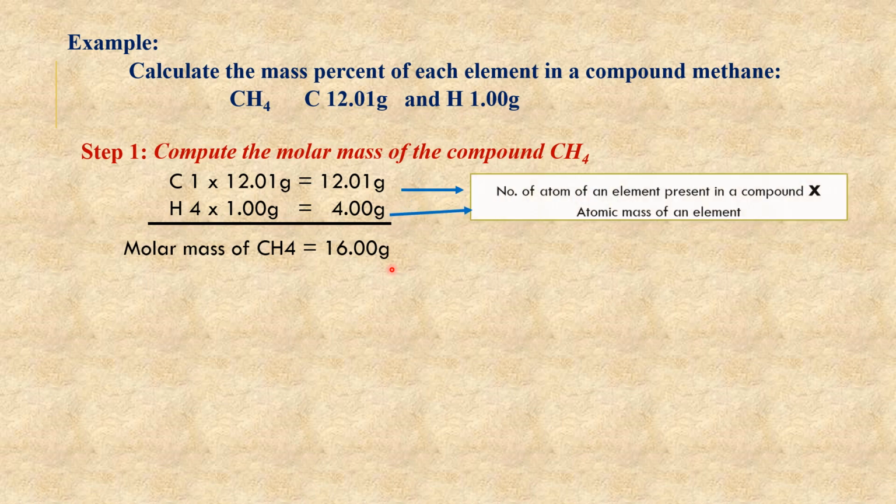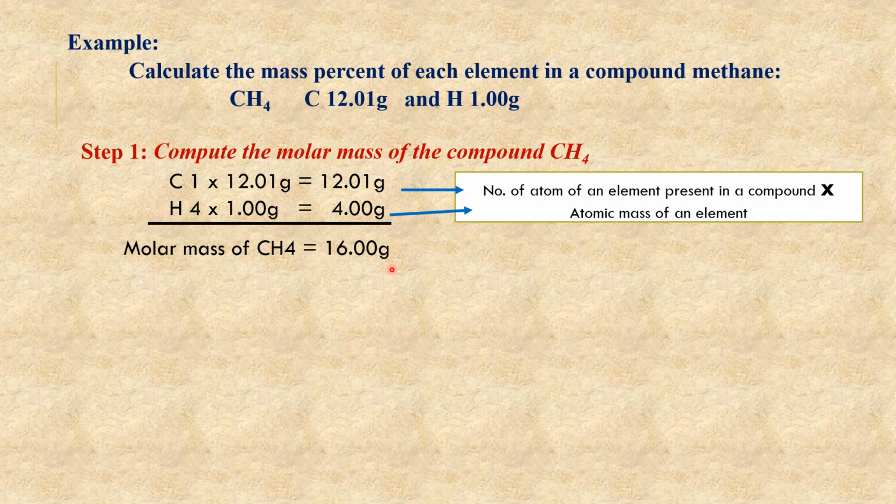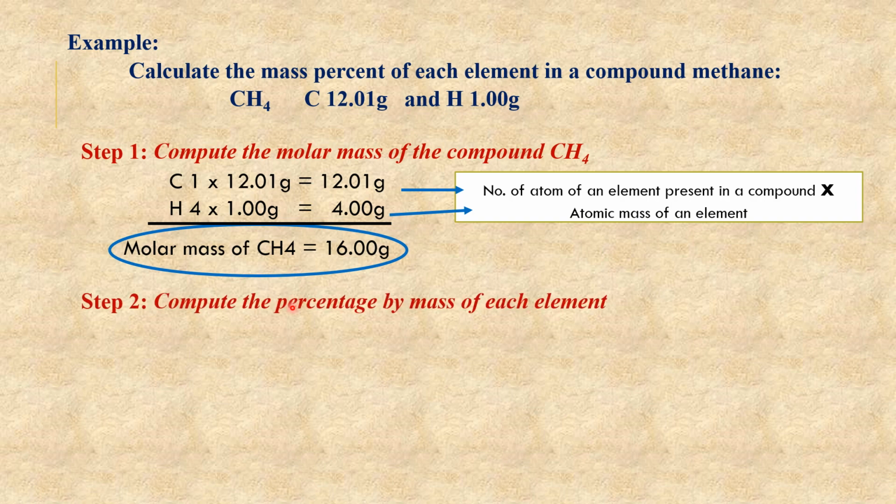Again, the first thing to do to find the molar mass is to multiply the number of atoms of an element present in a compound by the atomic mass of the element. Next, we add 12.01 grams plus 4, and we have the molar mass of methane, 16.00 grams. Step 2, let us now compute the percentage by mass of each element.